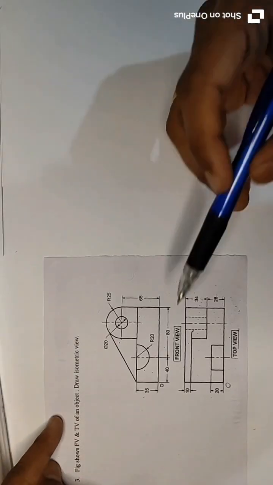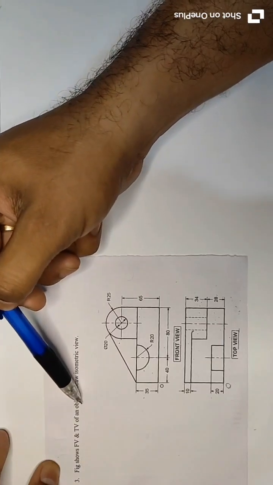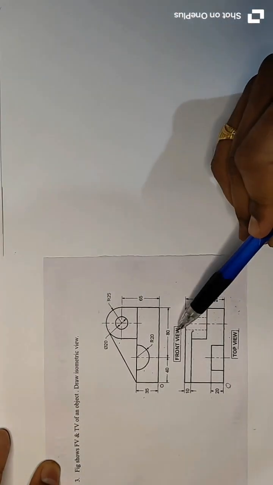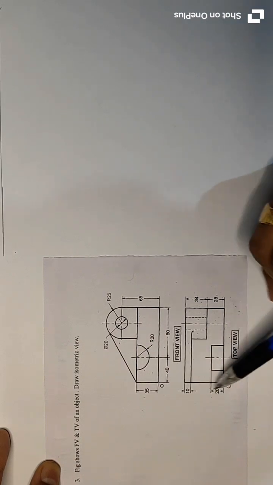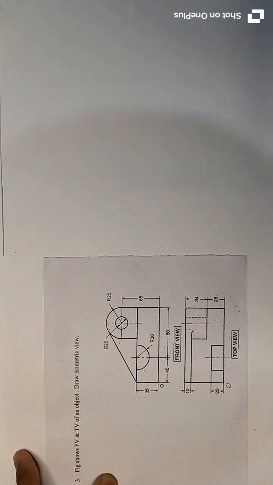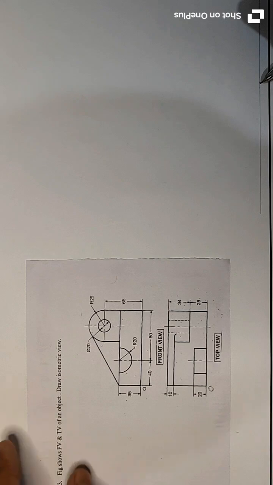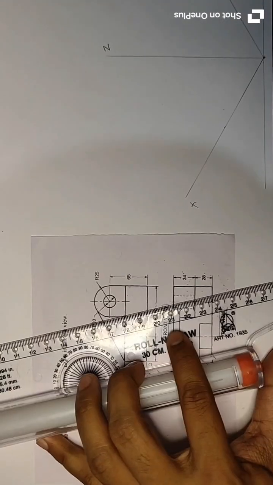Hello. Now we will solve this question. The figure shows the front view and top view of an object. Draw the isometric view. The front view and top view are shown, and the origin point O is on the left side of the diagram. So first we will draw a horizontal line, mark a point, and take a 30-degree angle on both sides.